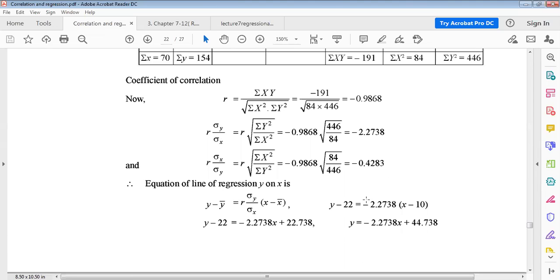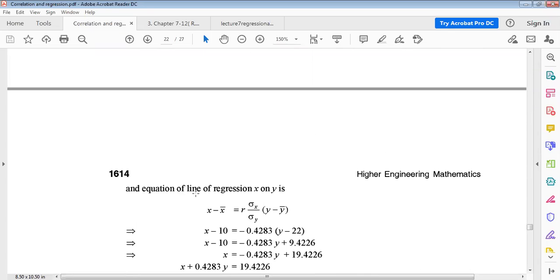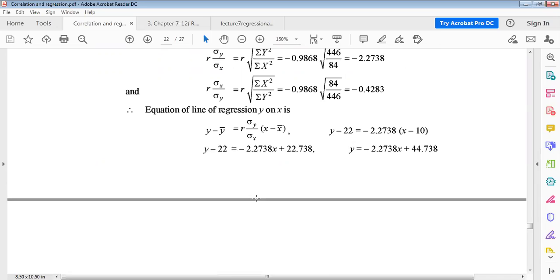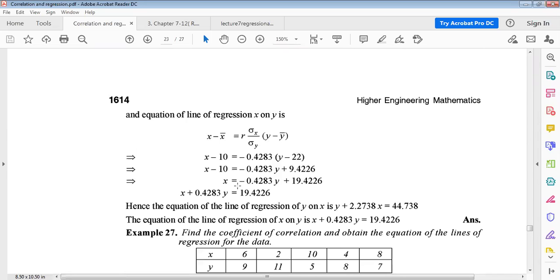We get these values. Now the equation of the line will be y minus y bar equals r sigma y over sigma x times x minus x bar. For the other line, x minus x bar equals r sigma x over sigma y times y minus y bar. If x is on the left-hand side, sigma x will be in the numerator. If y is on the left, sigma y will be in the numerator. You have to remember this formula in this way. So these are the two lines. Hence the line of regression of y on x will be this, and the line of regression of x on y will be this. We are just finding the regression lines.